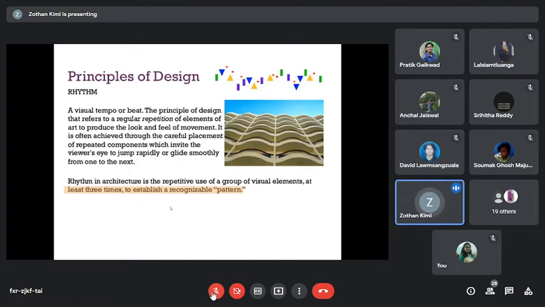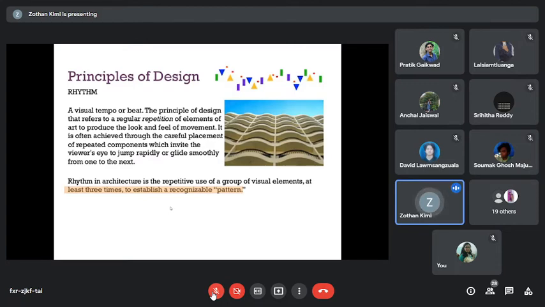All right. So it has to be at least 3, because when you just make 2, you cannot call it a pattern yet. So the moment it becomes 3, then it becomes a pattern. All right. In architecture, a flow which is done in the same way more than 2 times is called a rhythm in architecture. All right.